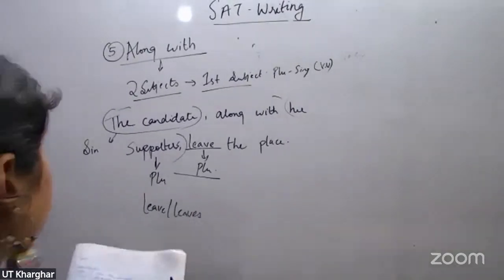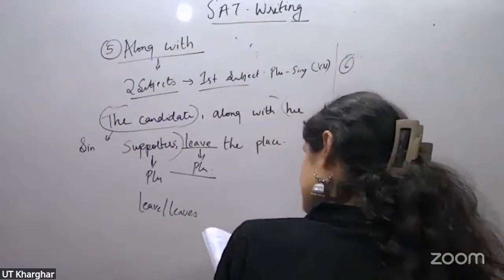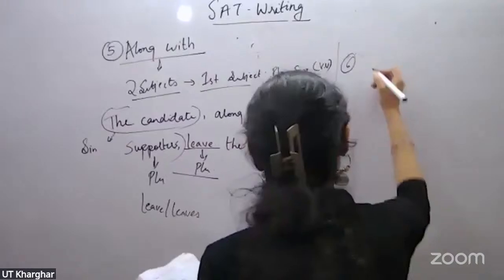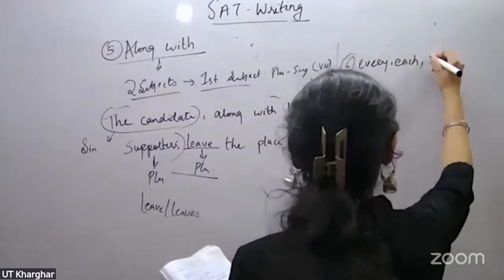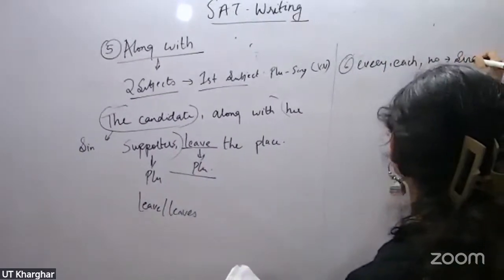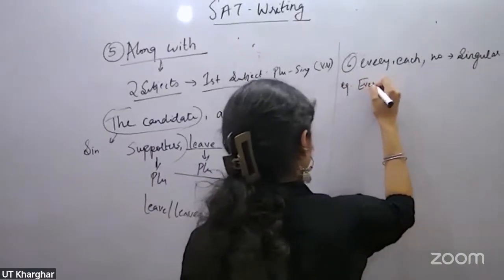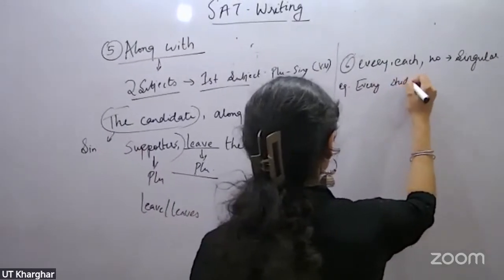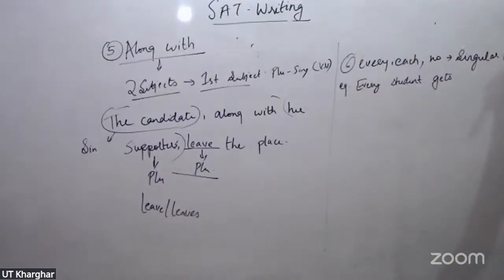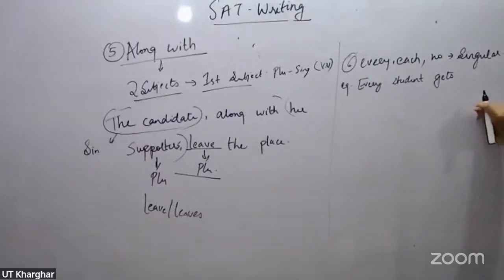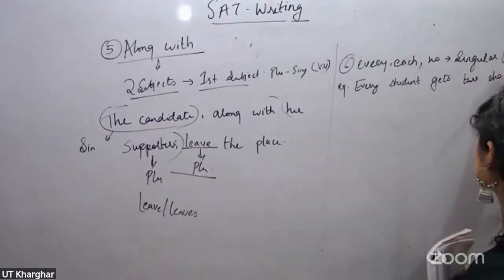Okay, then we have rule number 6. Whenever we have words like every or each, the verb would be singular. Example: every student. Whenever I write singular over here, it is always about the verb. Every student gets 2 chocolates.